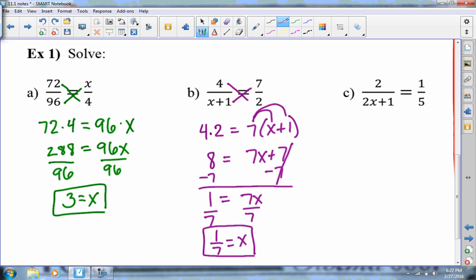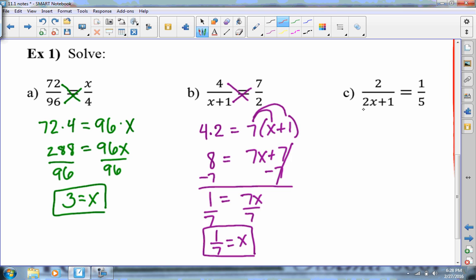Okay, and part C is just one more step up. It looks a little bit more complicated. The only thing that's different is that we have a 2 in front of our x. Over here we didn't have anything in front of the x. It was just a 1x. Now we have 2 x's.